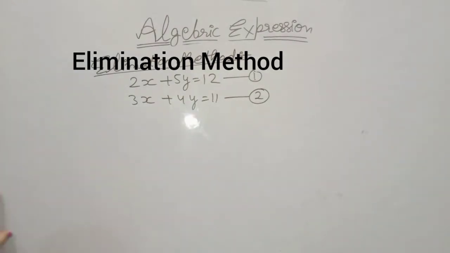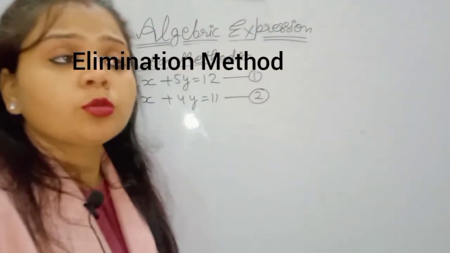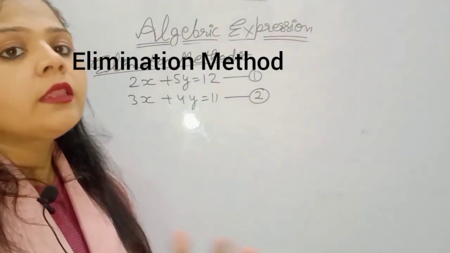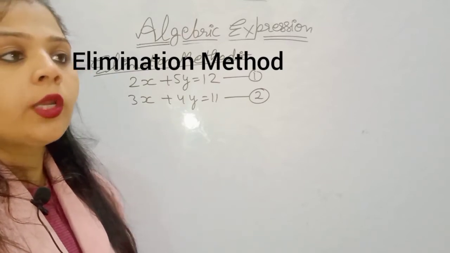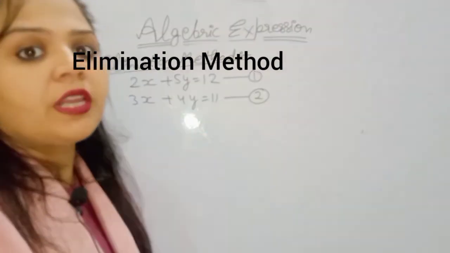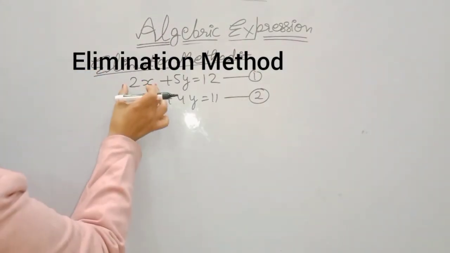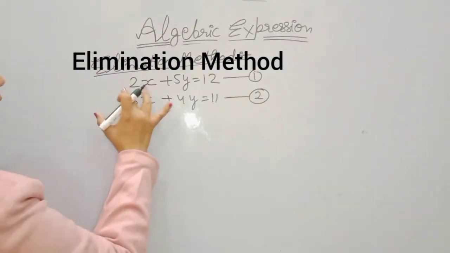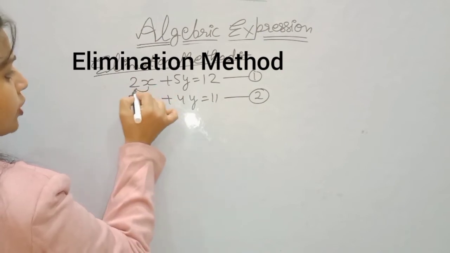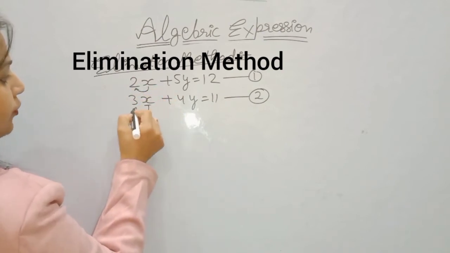Okay, so what do we have to do in the elimination method? By multiplying the equation with a suitable constant value, we have to eliminate one variable. That's why the name is elimination method. So we have to eliminate x from this. So what is the coefficient of x here? 2. And what is the coefficient of x here? 3.